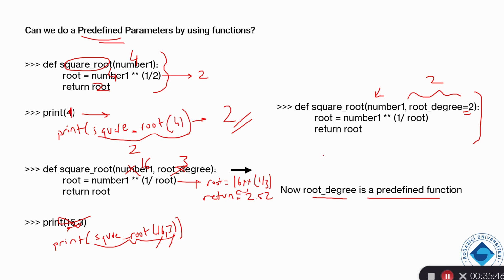So I mean, if I write here square underscore root and my number, for example, 16, and I just send it like this, it will take my root degree as a 2. If I write square root 25, it will return exactly 5.